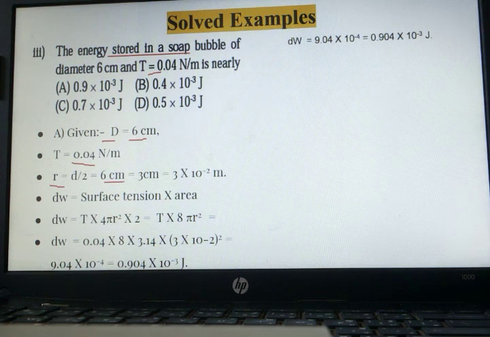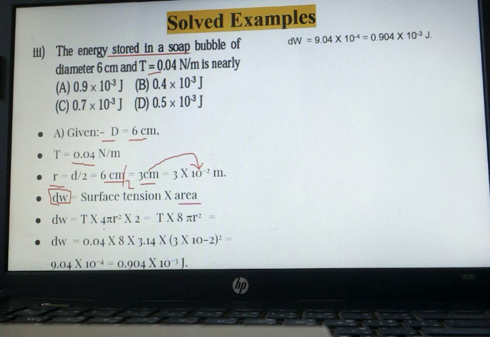So if we divide 6 centimeter by 2, what will we get? 3 centimeter. Again it is in centimeter, so we have to multiply by 10 raised to minus 2 for converting it into meter. Now, the work done or the energy stored. Energy stored is equal to work done. So the formula is dW is equal to surface tension into area. Surface tension's value we already know, that is 0.04.